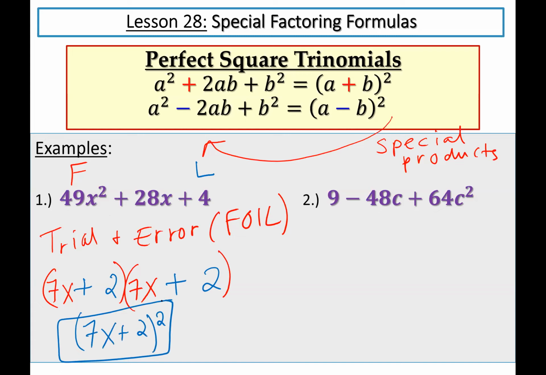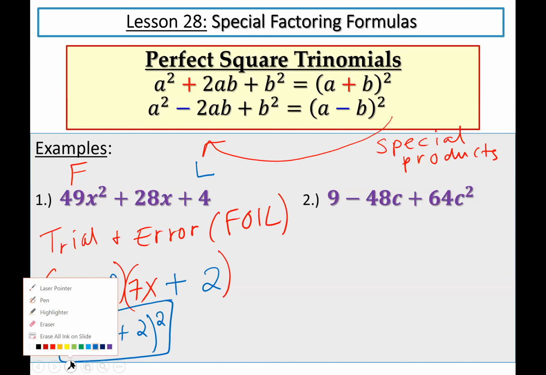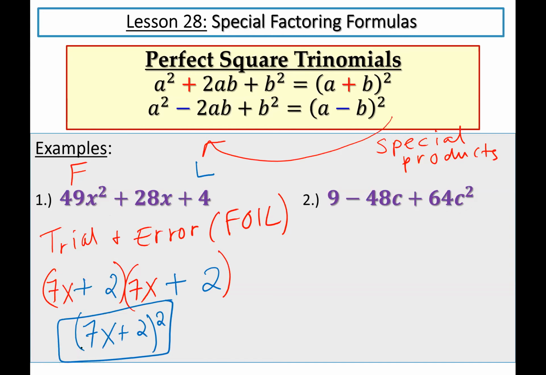Okay, now how do I know that that's the answer? I kind of missed an important step here, which is I need to check, right? To check that this is actually going to work, I need not only the first and the last terms, but I really need to check those outside and inside terms to make sure they add up to what we have in our middle term, which is that 28x, which I've kind of ignored until right now. So I need to check my outside and inside terms. Okay, so let's do that right now.